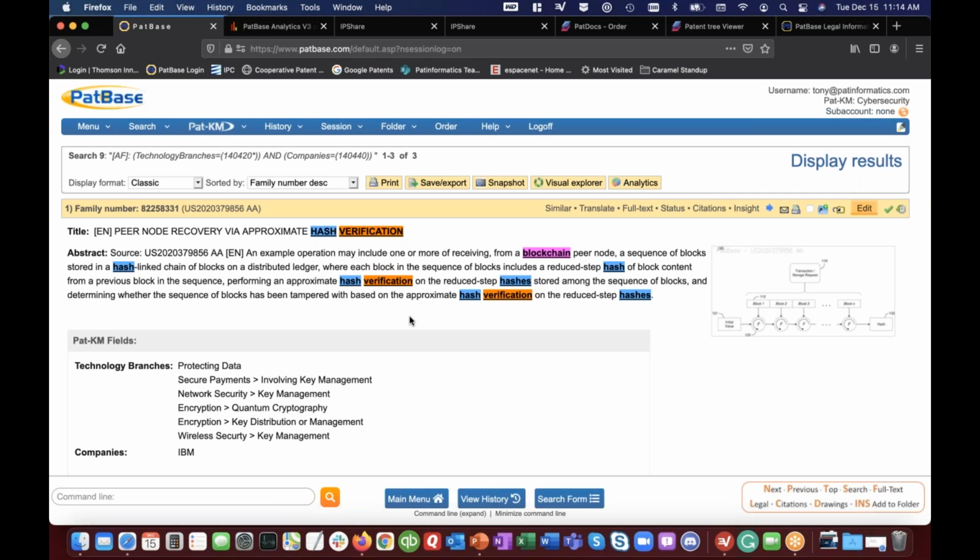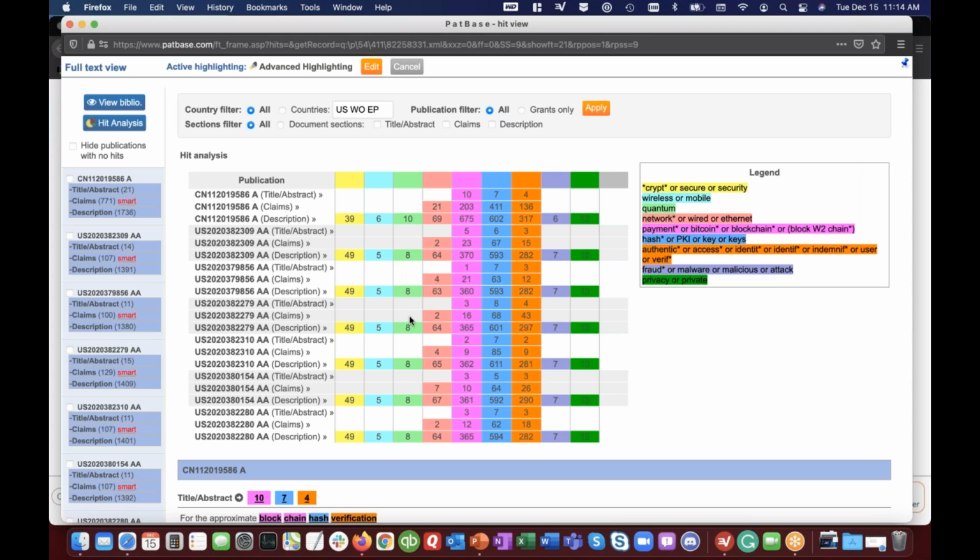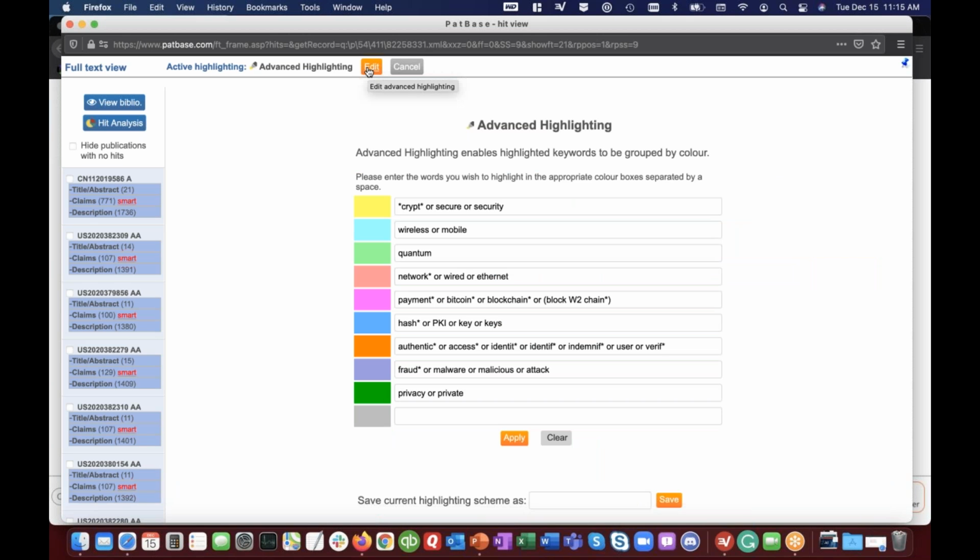And just to take a second to talk about that, if I bring up this window here, you can see that here under the advanced highlighting, I've gone through and I've said, hey, cryptography, security, wireless, quantum, network, payment systems, including blockchain, hash keys, authentication, identification, verification, fraud or malicious malware attacks, so on, privacy. I've got all these bases covered about different things that I might want to look for when I'm applying tags, for instance, or I'm trying to decide how important a record might be as I'm going through it.